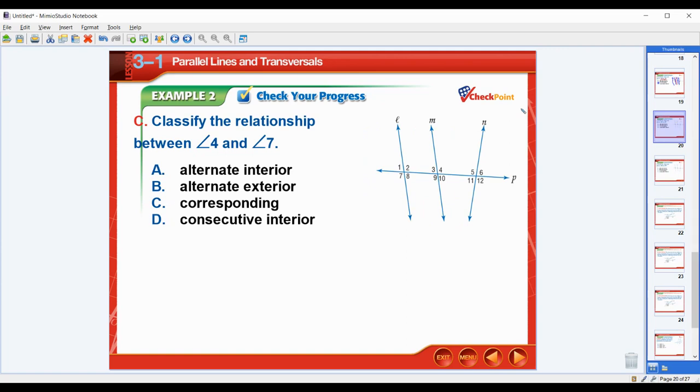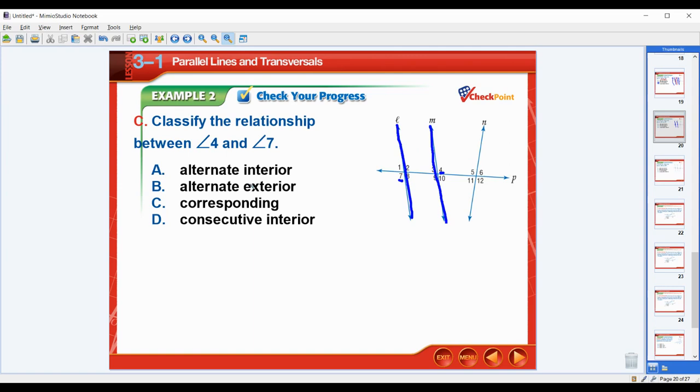All right, I want you guys to quiz yourself here, so go ahead and pause this and give this a shot. We have angle 7 and angle 4. Okay, for this one, we're looking at L, we're looking at M. I'm not going to draw our lines this time. Just know everything in between L and M is interior. Everything outside of L and M is exterior.